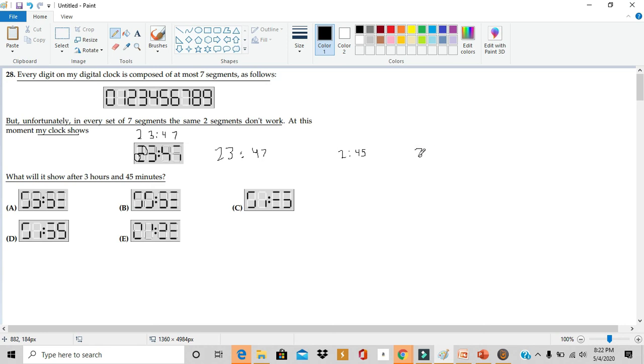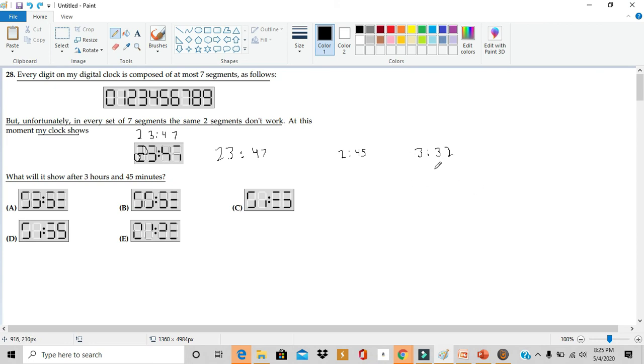as 3:32. So by using some simple calculations, we find out that the time 3 hours and 45 minutes after this pre-established time of 23:47 is 3:32. So we see which one of these could be 3:32. Remember, this segment and this segment are faulty, so they won't show. However, the rest of the segments that would make up 3:32 would show.